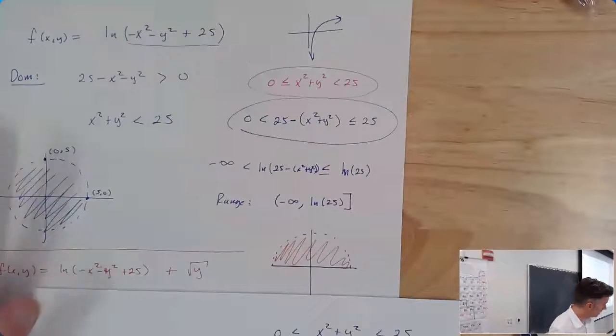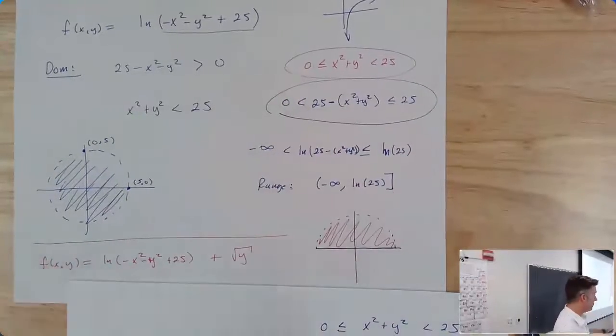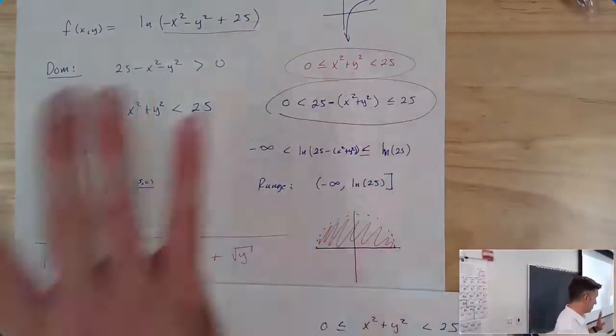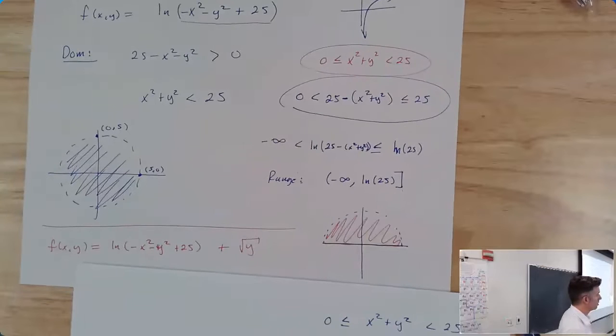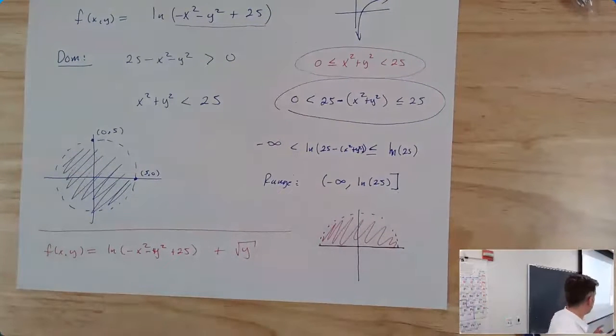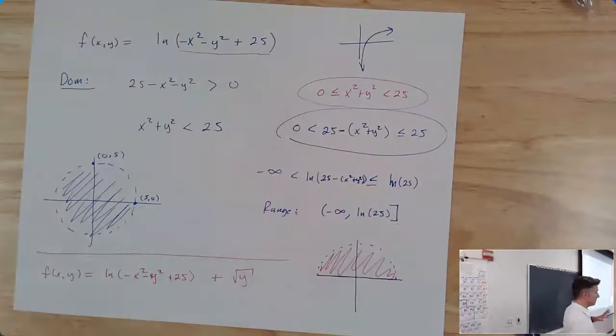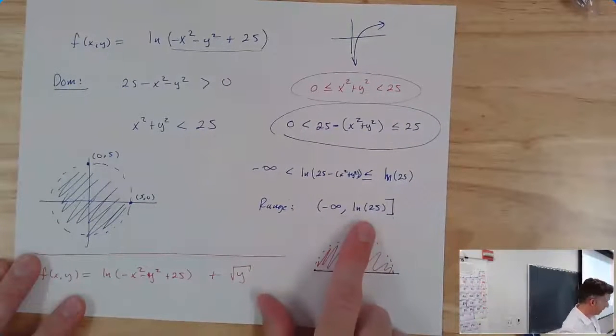So this circle is the domain for this function. No, we didn't graph a level curve at all here. Here's what I want to emphasize. Domain for functions of two variables is going to be some area in the plane. The range is still going to be something just on the number line. So here the range is just negative infinity to the natural log of 25.